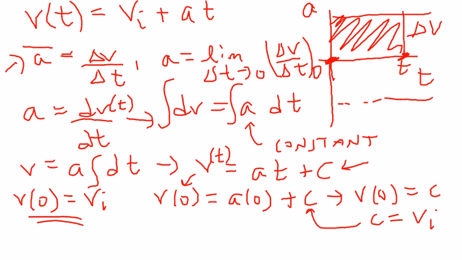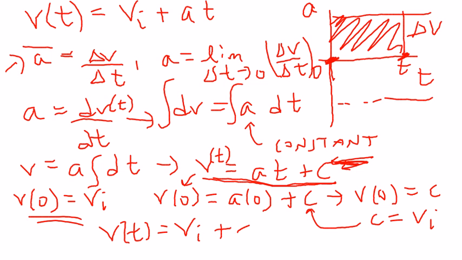So when you plug that in, we're really plugging this into this equation right here. We end up with v of t equals this constant, which we now know is v initial, plus at. And that's the equation for velocity as a function of time that we already used quite a bit in the previous year, just even in the honors class.